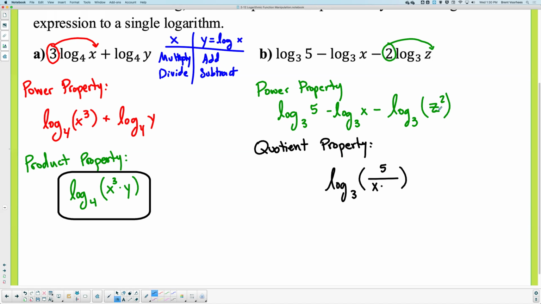So even if I did x times z squared, doesn't matter. What matters is if it's a negative log, it goes to the denominator. If it's a positive log, it goes to the numerator. You can separate them with multiplication symbols. That doesn't matter. It all matters about its location. Numerator is a positive log. Denominator is originating from a negative log. That right there is your answer.